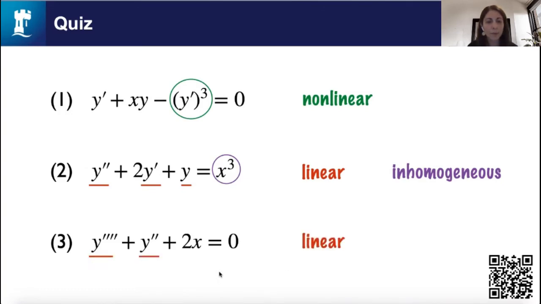And the third example, it's again a linear ODE because the derivatives here appear to be at the power of 1. And we see that this term only depends on x. So it should be taken to the right-hand side, as I explained on the previous slide, and therefore this equation will be inhomogeneous.